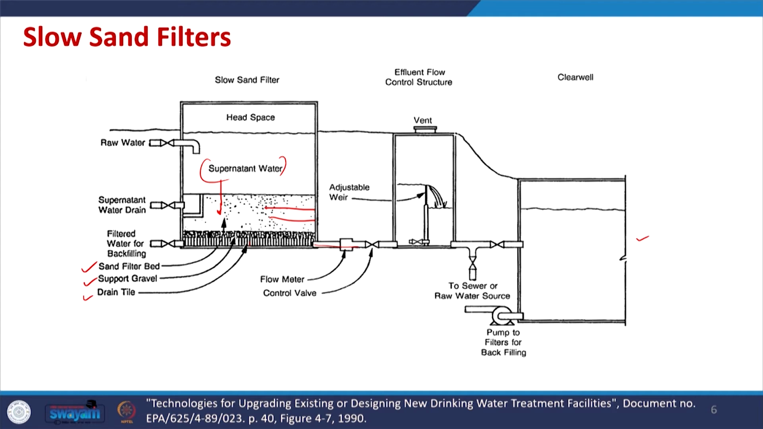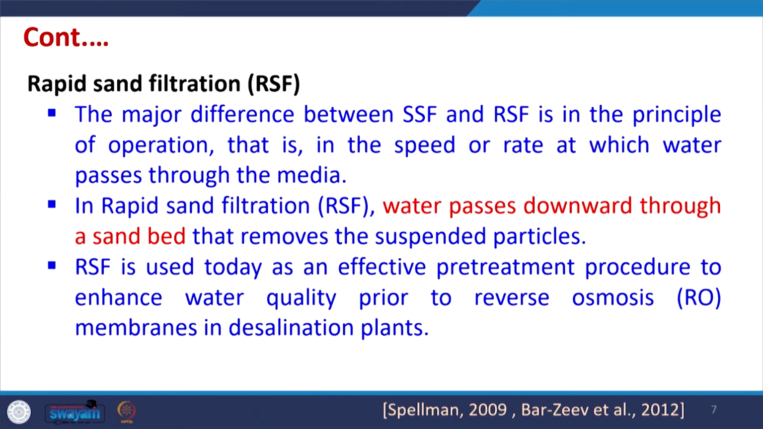We can have a backwashing option here also within this bed, because this bed has to be backwashed after some time. So, this is possible. Then rapid sand filtration. The major difference between SSF and RSF is in the principle of operation, that is the speed or rate at which water passes through the media. In rapid sand filtration, water passes downwards through a sand bed that removes most of the suspended particles, and it is a very common pre-treatment procedure before we use the RO membranes in the desalination plant.